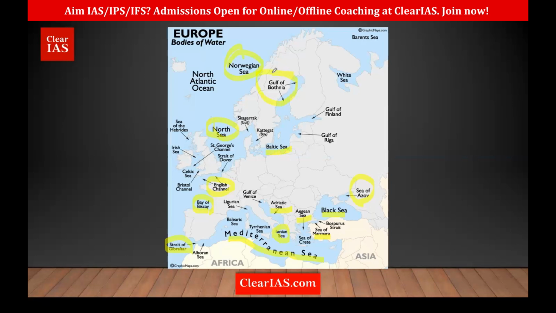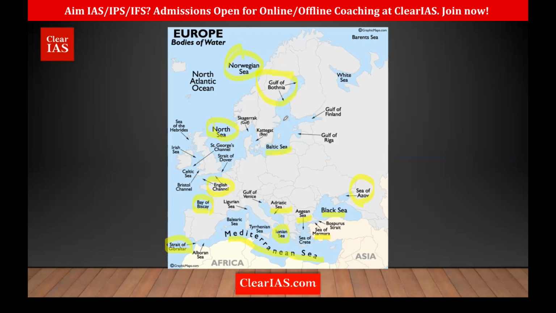Okay. So on the banks of Baltic Sea, we have the Baltic states, that is Latvia, Lithuania, and Estonia. Okay, these are called the Baltic states, Estonia, Latvia, and Lithuania, and it is on the banks of Baltic Sea. So this is the Baltic Sea, and we have the Gulf of Bothnia.